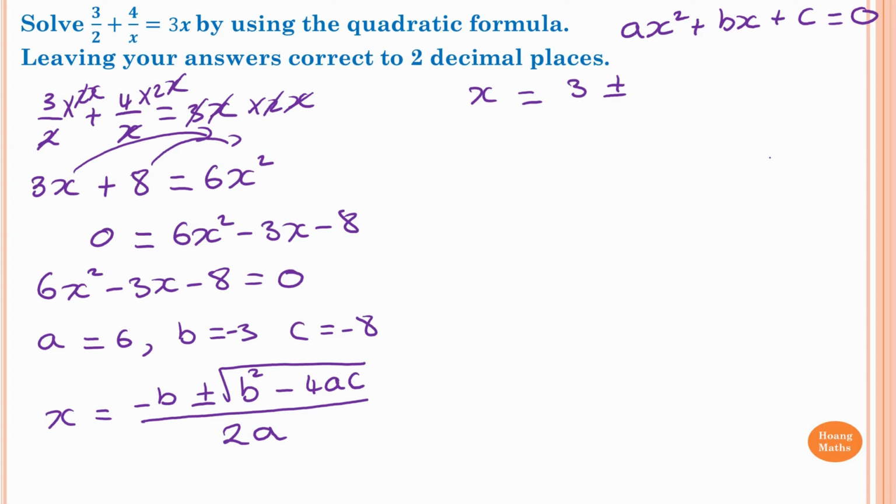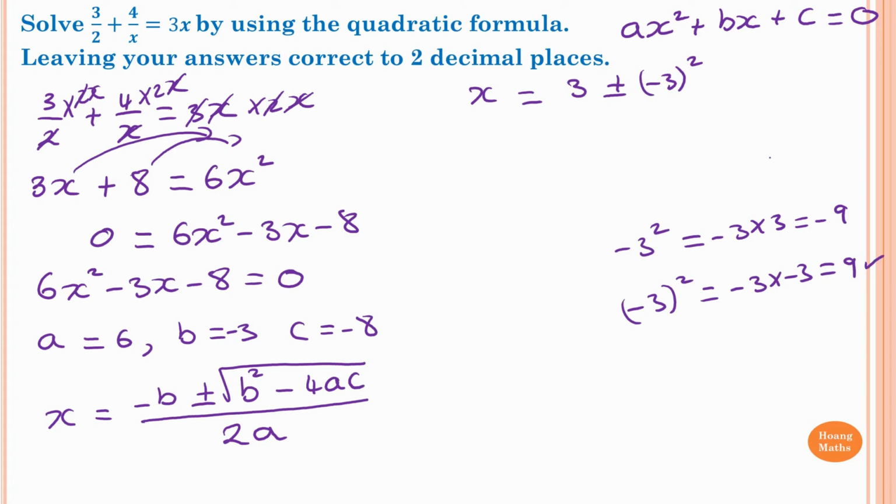Otherwise, you just write minus 3 all squared. Please note, do not write minus 3 squared. Because if you put this in a calculator, it will be wrong. Because minus 3 squared is minus 3 times 3, which gives me negative 9. If you put minus 3 all squared, this means minus 3 times minus 3, which is 9. So this is correct, this is wrong. If you come across a negative number squared, make sure you put a bracket, okay?